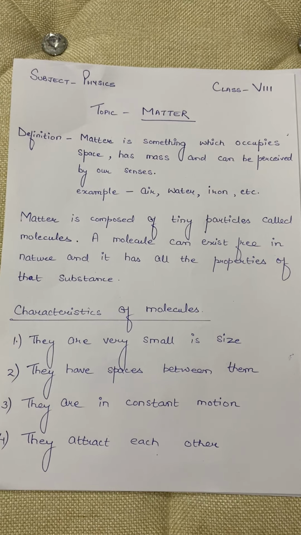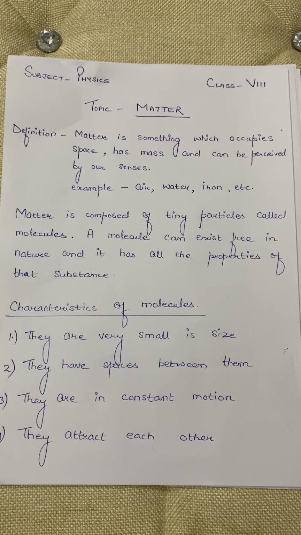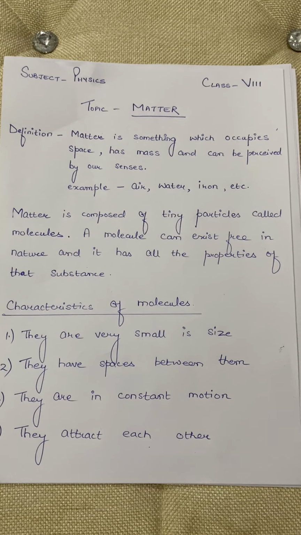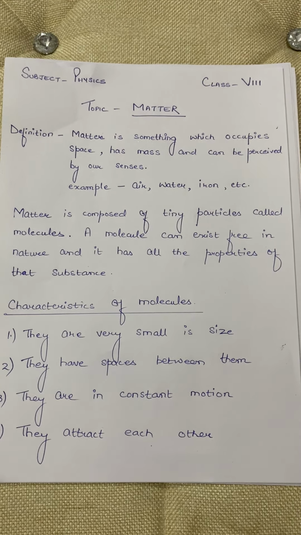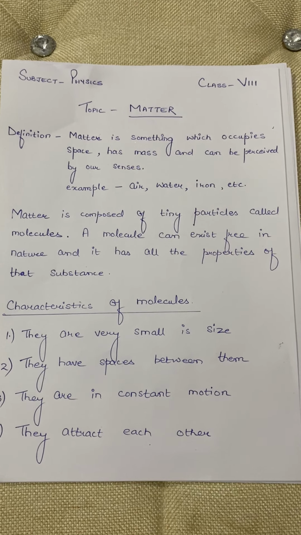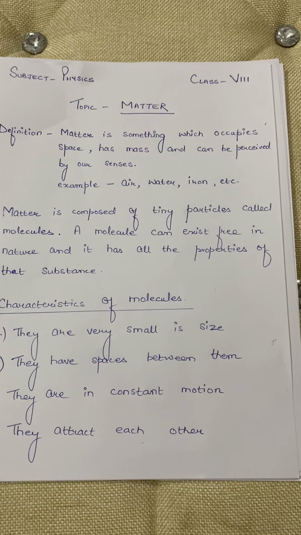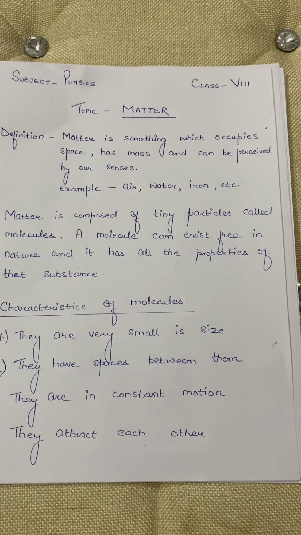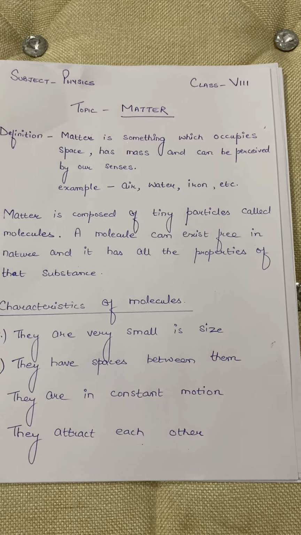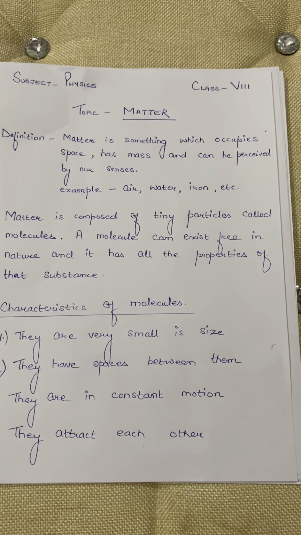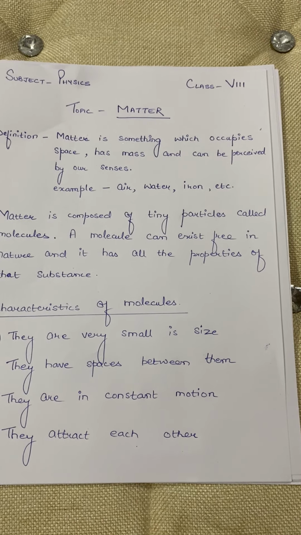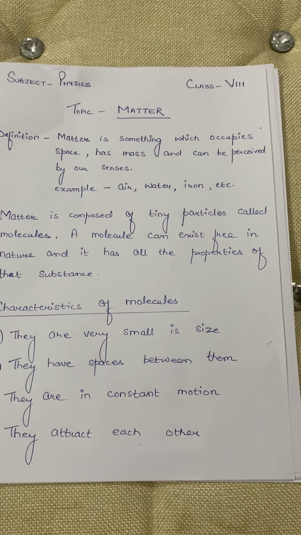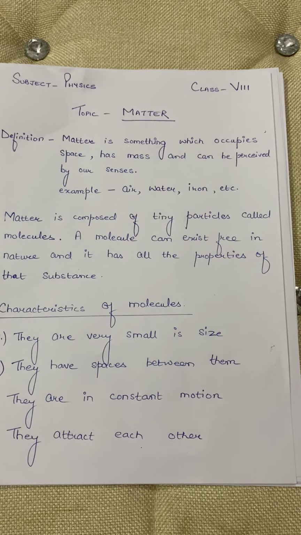Now, this force of attraction which is there between the molecules of a substance is also further divided into two categories. If the molecules are identical, meaning the two molecules between which this force of attraction exists are of the same substance, then the force of attraction between the molecules of the same substance or similar molecules is known as force of cohesion.